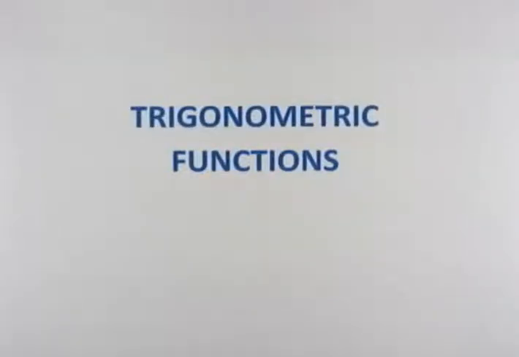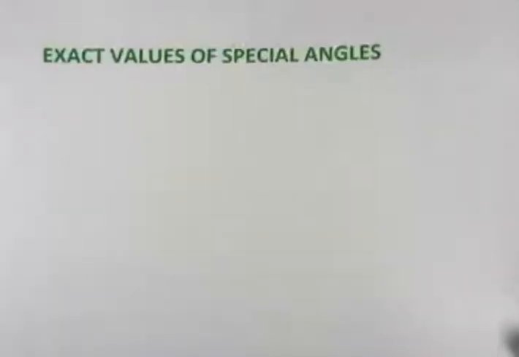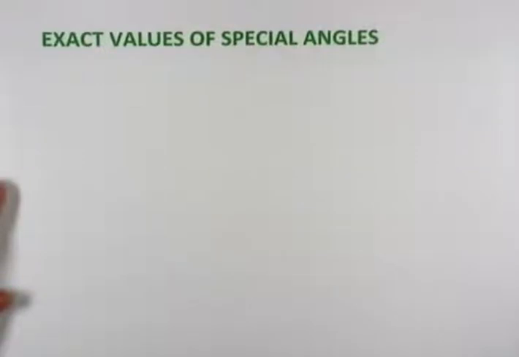Trigonometric functions. The exact values of special angles. Those angles are 30 degrees, 45, and 60 degrees. There are several ways to remember those special values.